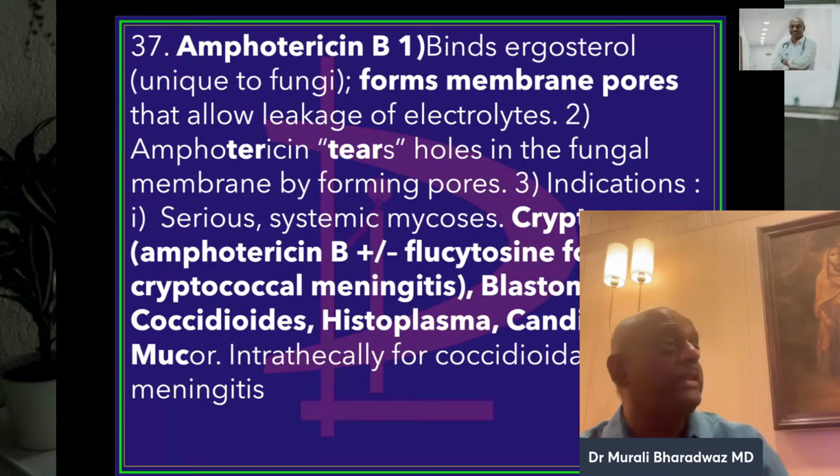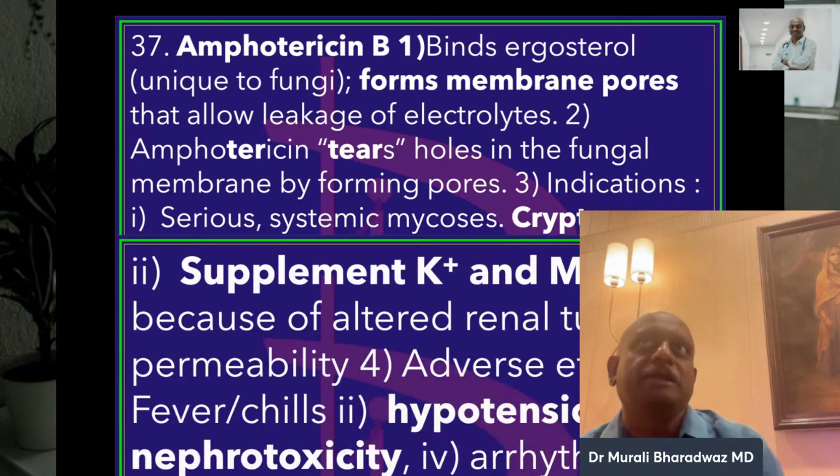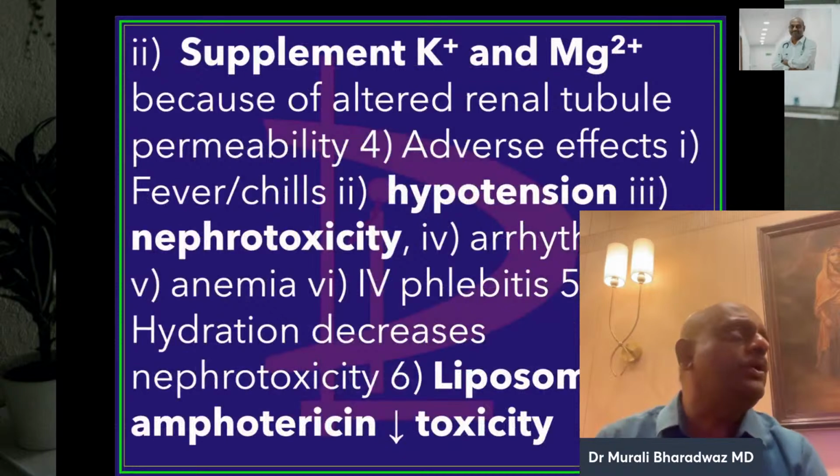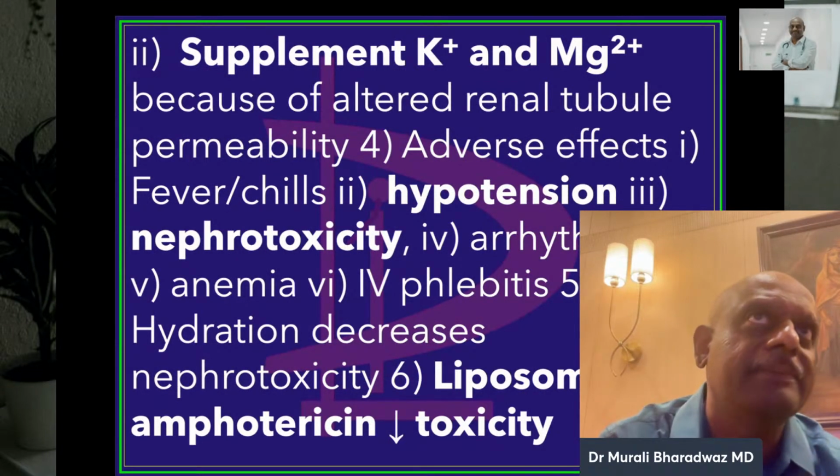Amphotericin was sold in the black market, that much mucormycosis there was during COVID time. And always, whenever you are giving amphotericin, supplement potassium and magnesium.